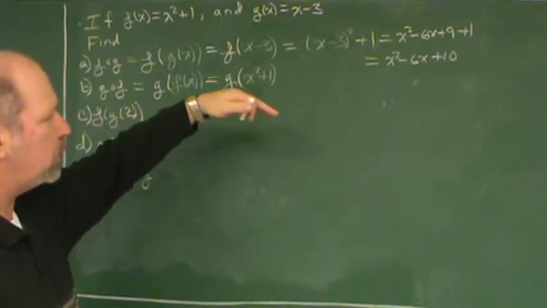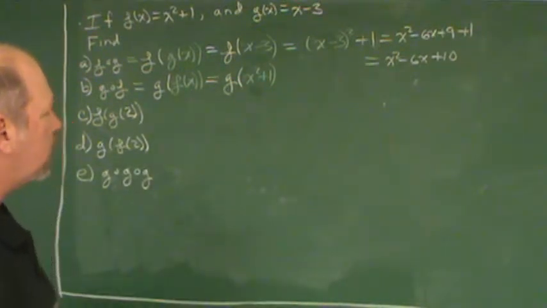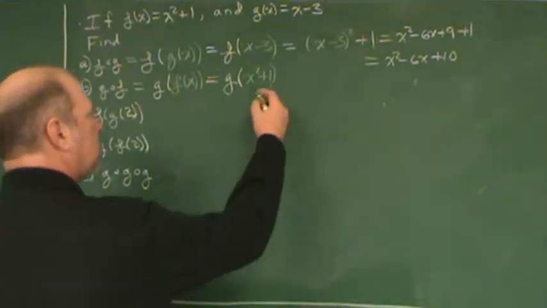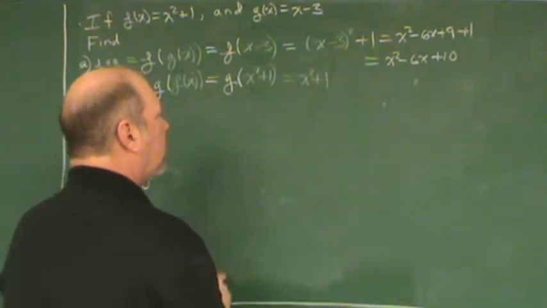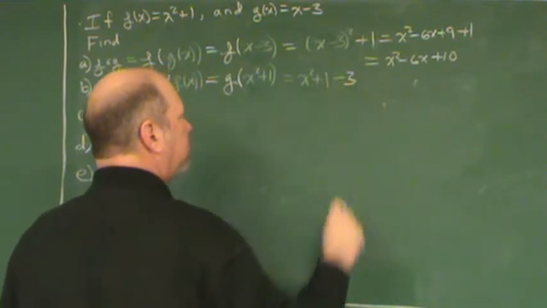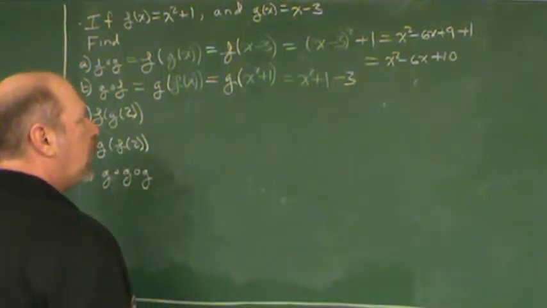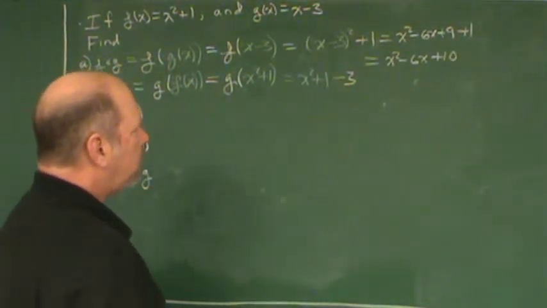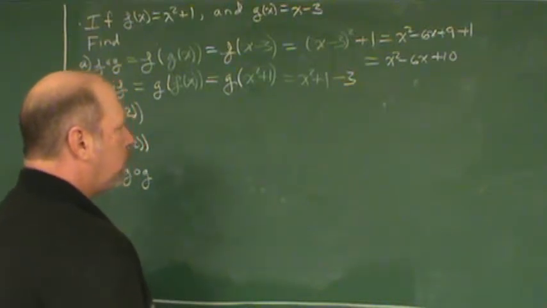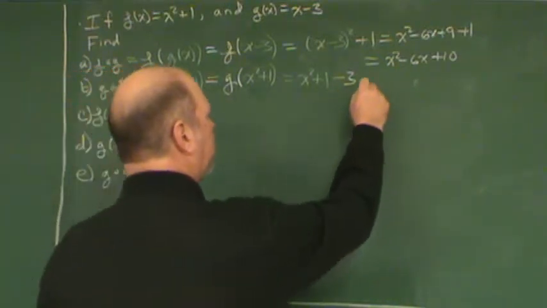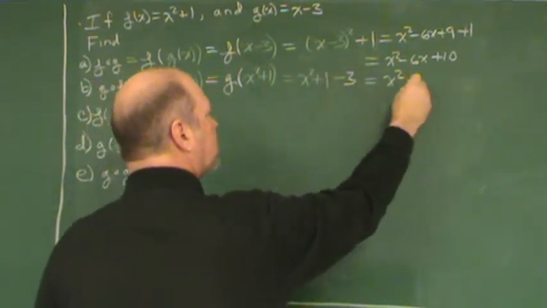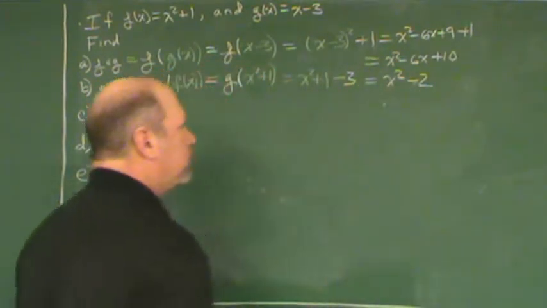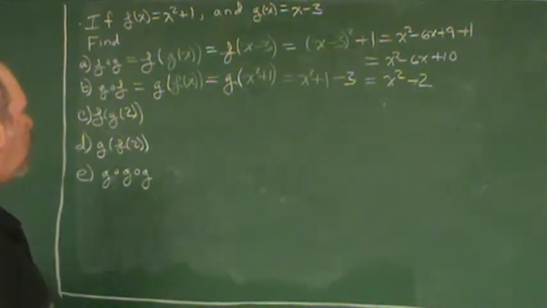Well, g is really a pretty simple function. It's just a linear function, x minus 3. So this turns into x squared plus 1 minus 3. That's replacing x with x squared plus 1. Then simplifying that's no big problem. This turns into x squared, and 1 minus 3 gives you negative 2. So there are f composed with g and g composed with f.